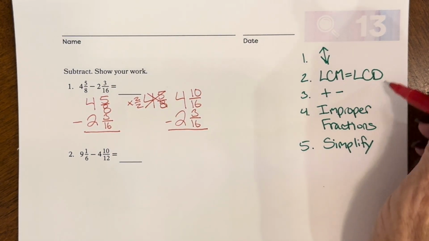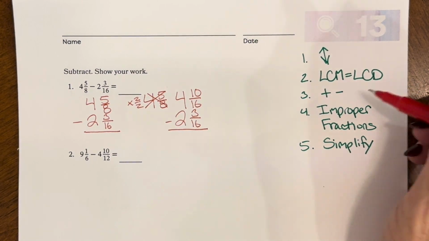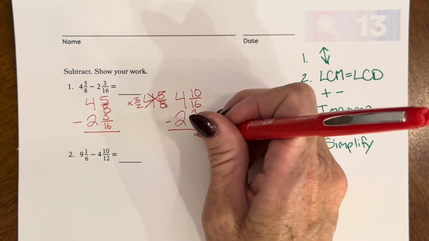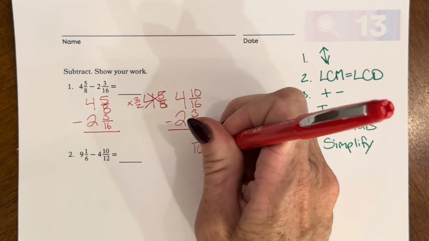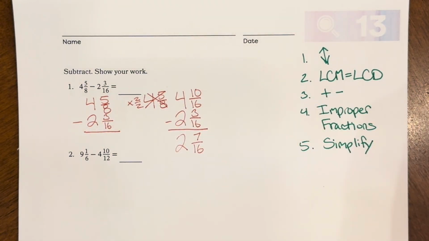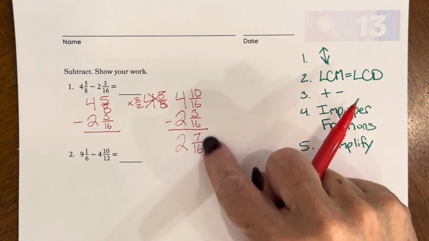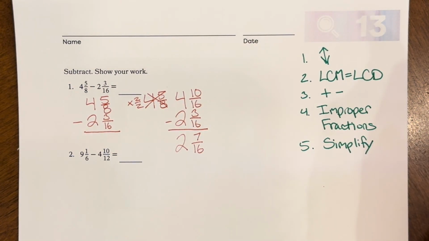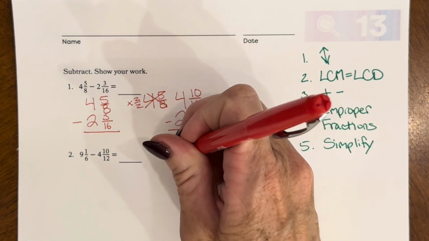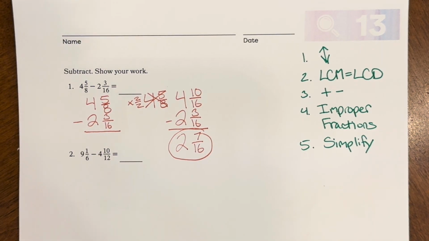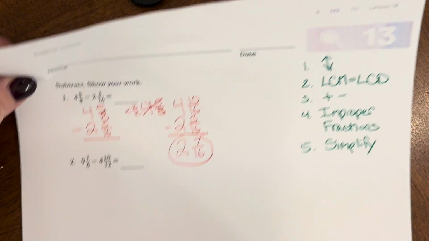Now that I have common denominators, I am able to subtract. 10/16 take away 3/16 is 7/16, and 4 take away 2 is 2. This is not improper because it is less than 1, and I can't simplify that, so I am completely done. That is my answer, 2 7/16. I'm going to do the next one for you as well.